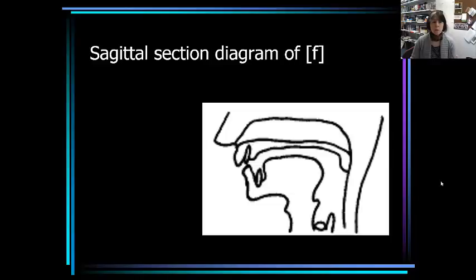The next one here we're looking at is a sagittal section diagram of the voiceless labiodental fricative sound.